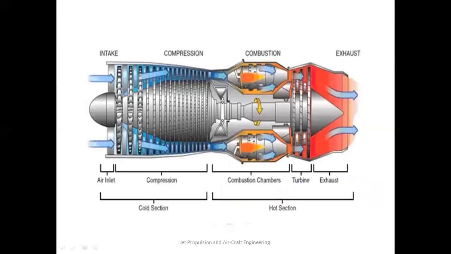Now you can see the actual diagram of the jet engine. It's a cut section. Basically it is divided into two different parts, the cold section and the hot section. You can see the intake, which is also known as the diffuser that we have seen in the previous slide, from where the atmospheric air is taken in.